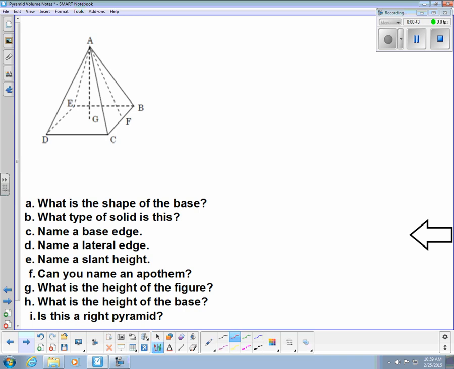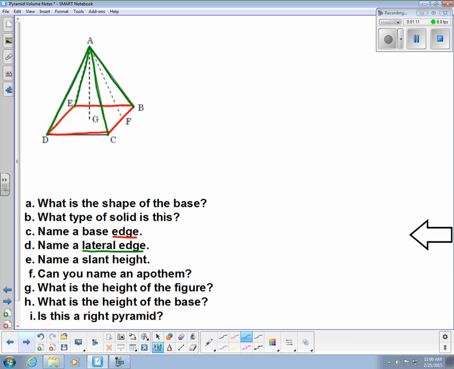Then name the base edges. Base edges, we're going to do those in red here. These are the base edges. They are where the base is, and they are the segments that make the base. We'll name a lateral edge. A lateral edge we're going to do in green. Lateral edges are where lateral faces meet, and we know that from our first video on polyhedrons. These are the lateral faces here, or lateral edges.